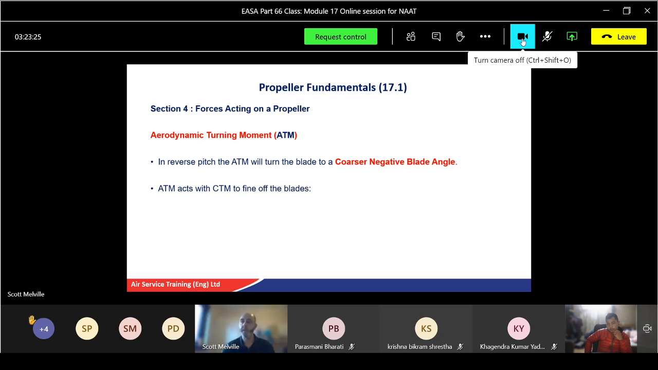ATM will act with the CTM to fine off the blades, because they counterbalance each other, only when the propeller is windmilling. So these two forces, aerodynamic turning moment and centrifugal turning moment, will only fine the blades off together when the propeller is windmilling. Otherwise, they act individually.